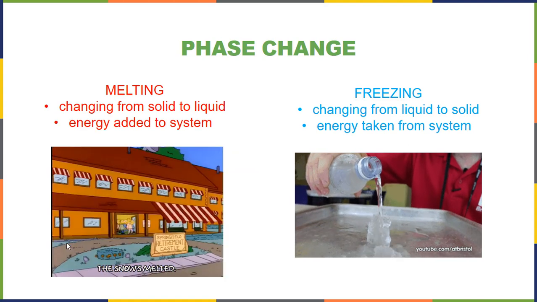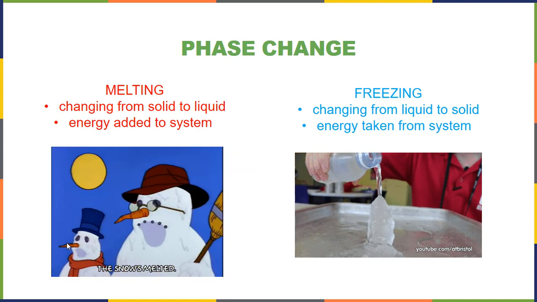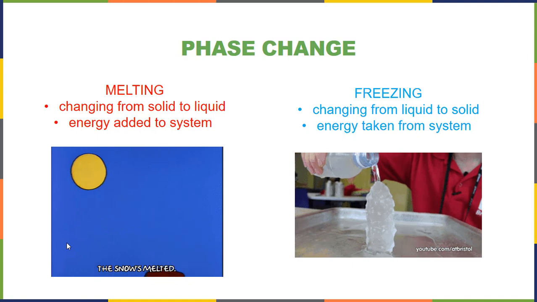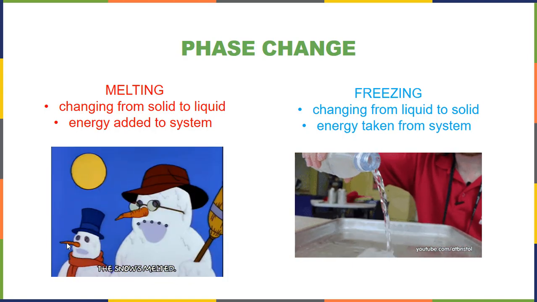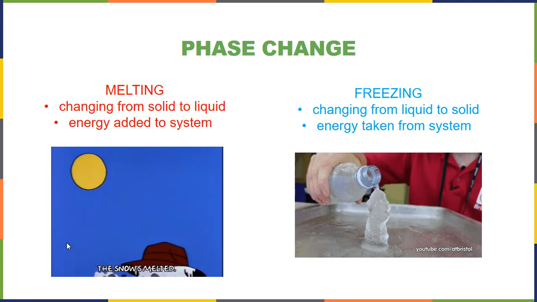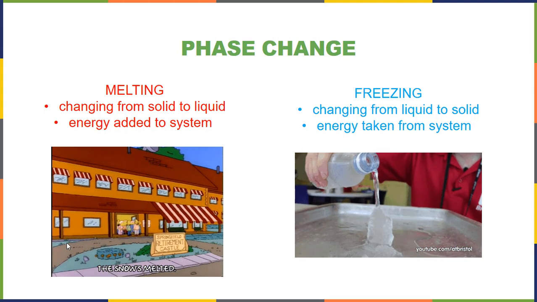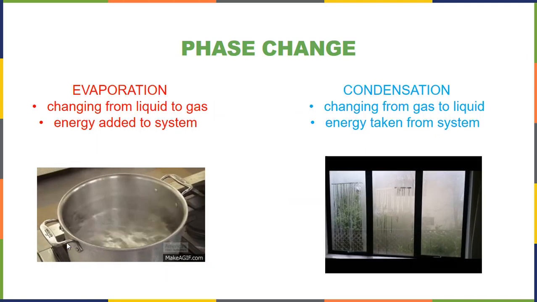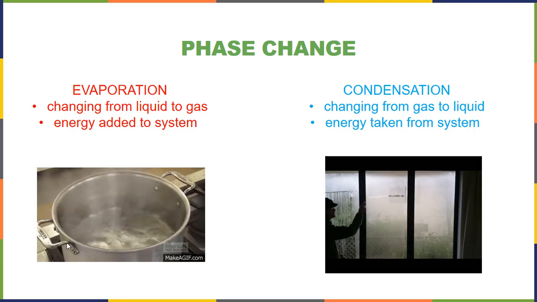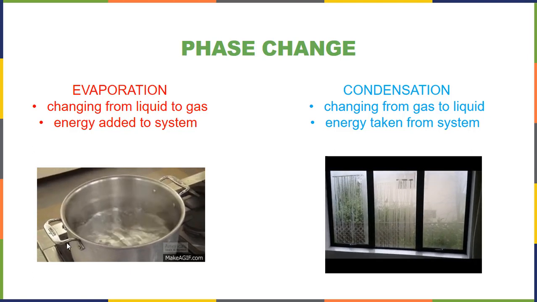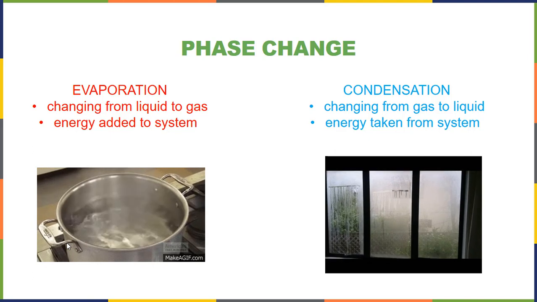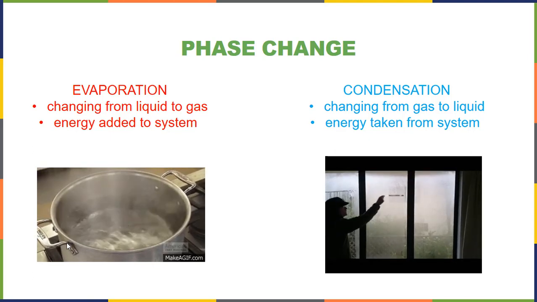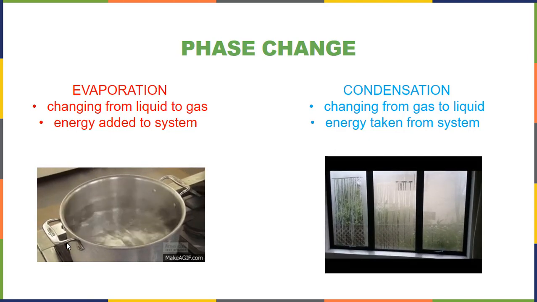Here we can look at the melting. The melting changes from a solid to a liquid. Energy is added to the system. And then freezing. Freezing is going from a liquid to a solid, and we're taking energy away from the system. Likewise with evaporation. Evaporation is changing from a liquid to a gas. We're adding energy. And then condensation is changing from a gas to a liquid, and energy is taken out of the system.